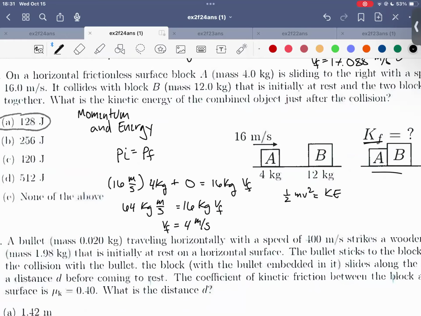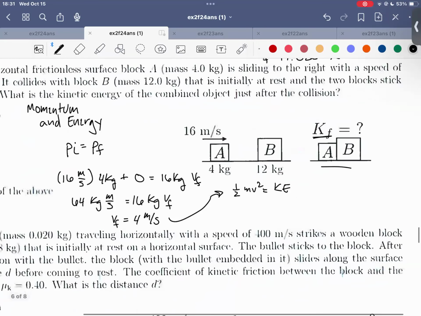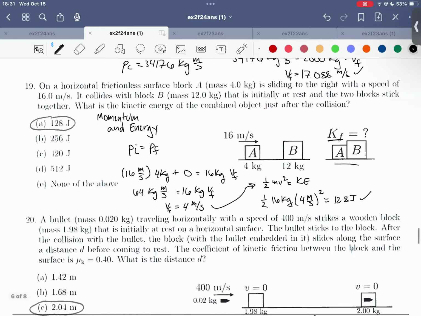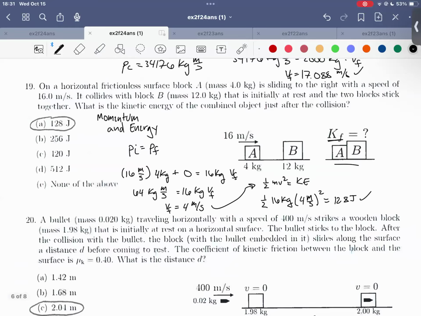Okay, and then from here, we're going to plug it in. So 1/2, and because it's both blocks A and B, we're going to say 16 kg, and then velocity squared of 4 meters per second squared is equal to kinetic energy. And when you solve, you get 128 joules. So that's 19.